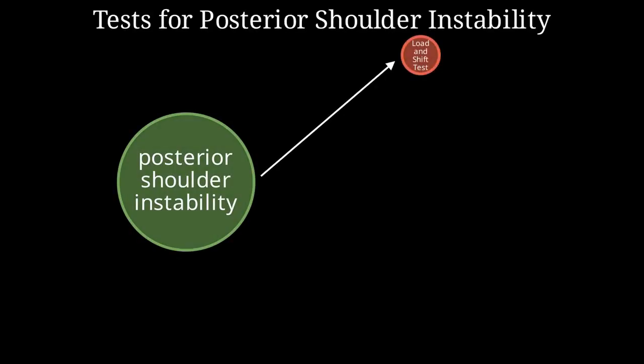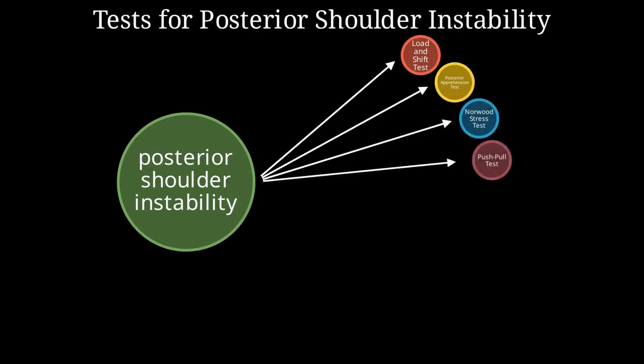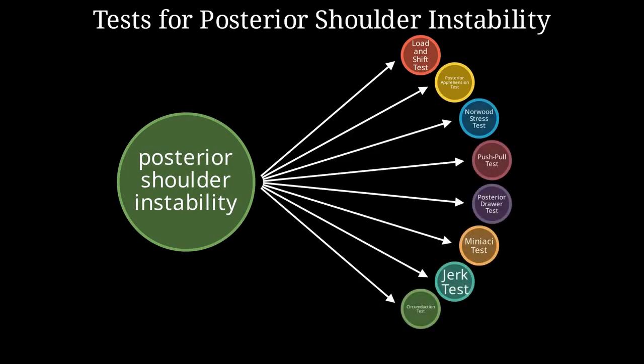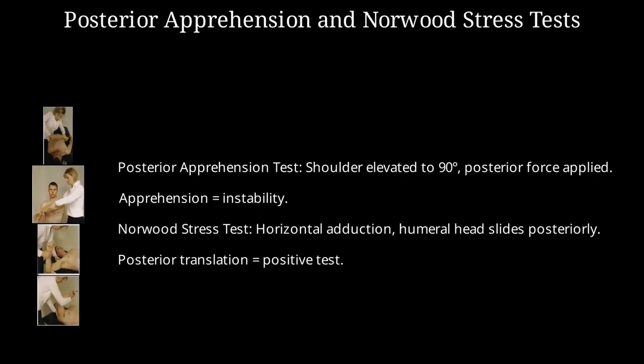Posterior shoulder instability is assessed using the load and shift test, posterior apprehension or stress test, Norwood stress test, push-pull test, posterior draw test, Miniaki test, jerk test, and circumduction test. The posterior apprehension test is performed with the shoulder elevated to 90 degrees and a posterior force applied. Apprehension indicates instability. The Norwood stress test involves horizontal adduction and feeling the humeral head slide posteriorly, indicating posterior instability.